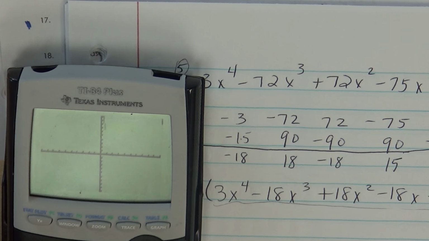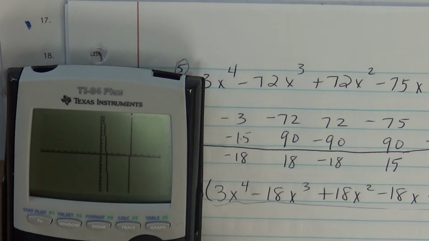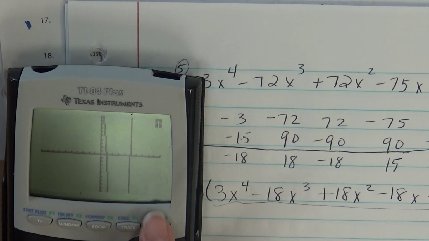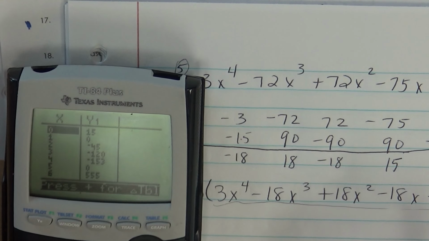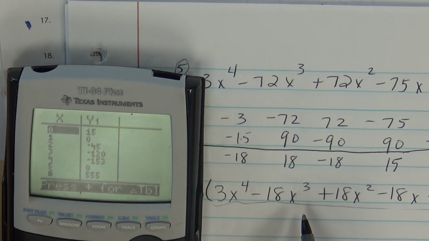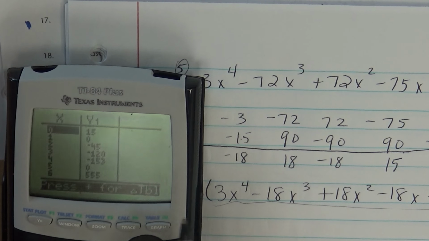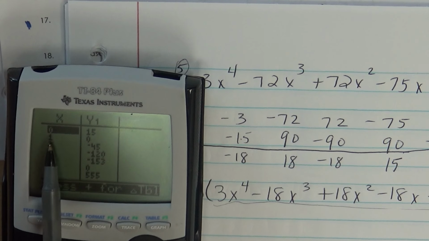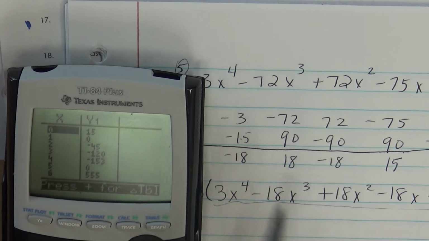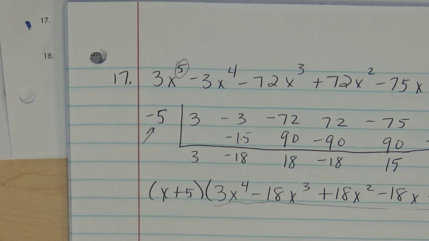And we patiently wait. What does it look like we have for an x-intercept? It's kind of hard to tell for sure because it's kind of bending in here. So let's go to the table, the second graph to get to your table. You want to see when y equals 0. Y equals 0 here when x equals 1. So let's see if 1 agrees with the synthetic division.